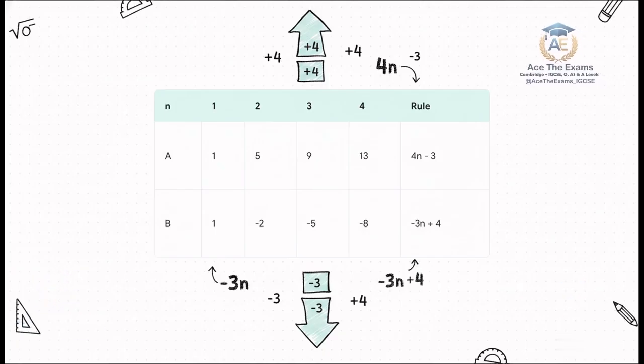Let's verify this strategy with sequence B. It goes 1, -2, -5, -8. The jump this time is going down by 3, so our multiplier is -3n. To make the very first term equal a positive 1, we must add 4. The rule is exactly -3n plus 4. This is a stress-tested system that literally never fails if you follow the steps.